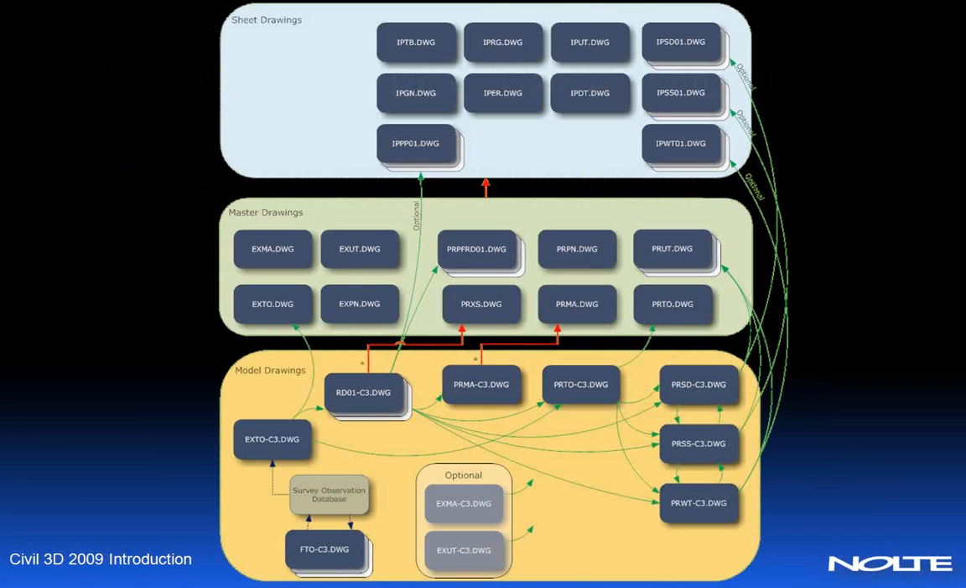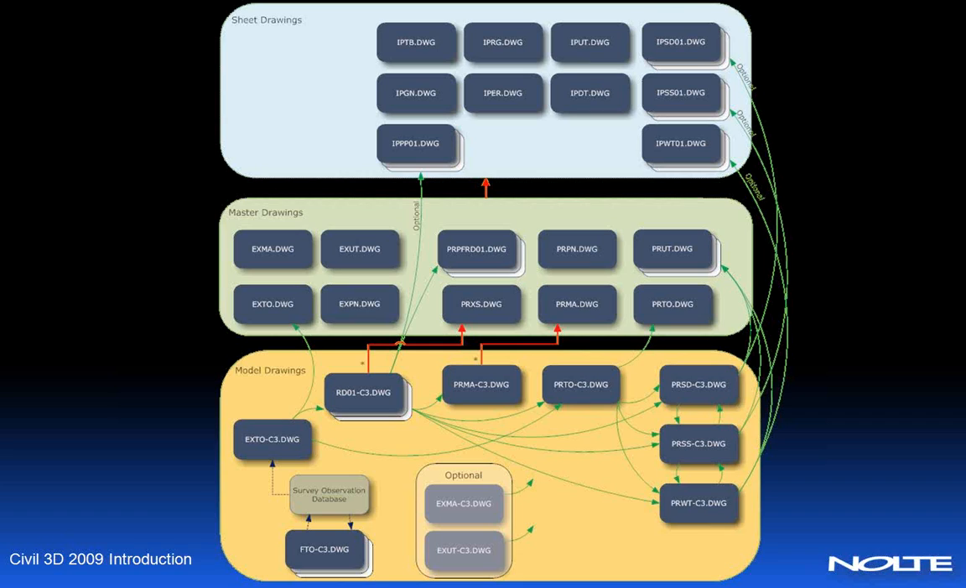From that chapter, I've grabbed this flowchart showing our typical data model. Hopefully everybody's familiar with the top two boxes, the sheet drawing concept and the master drawing concept, because we've been using both of those for many years now as we work with Land Desktop. What Civil 3D is going to add in is the bottom box, what we're calling model drawings.